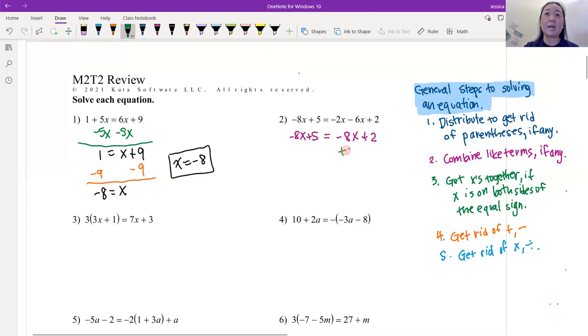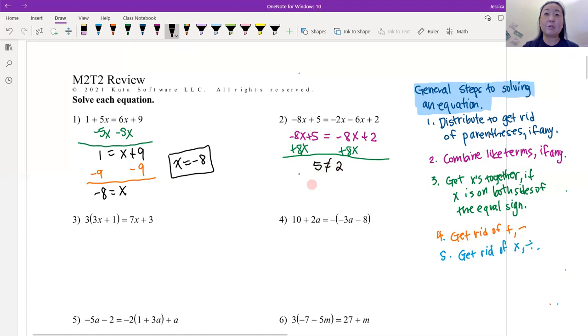Okay, so we're just going to add 8x to both sides. And if you see what I see here, wait a minute. What do you notice? My negative 8x plus 8x, there's no more x's. So all I have left is 5. But my x's also cancel out on the right. So I get 2. Okay, so now 5 is equal to 2.